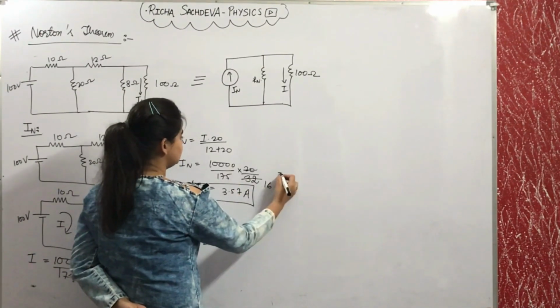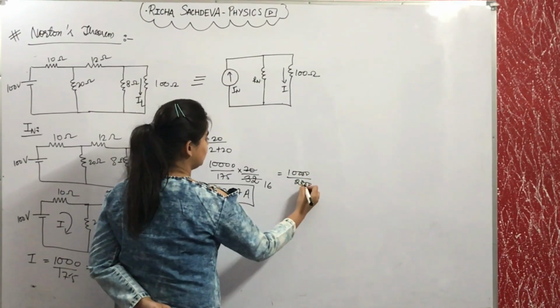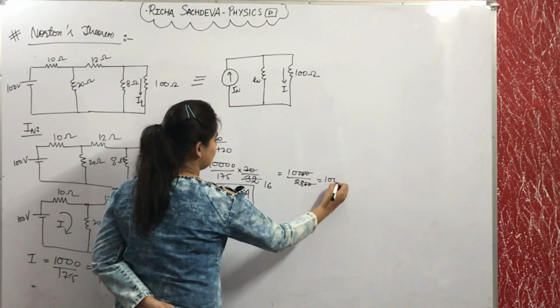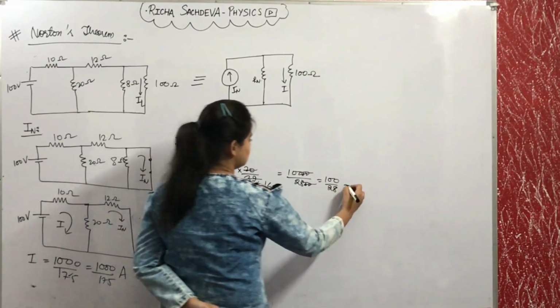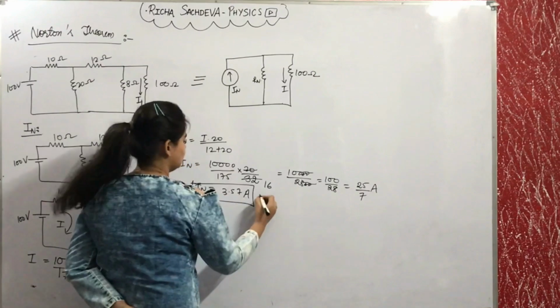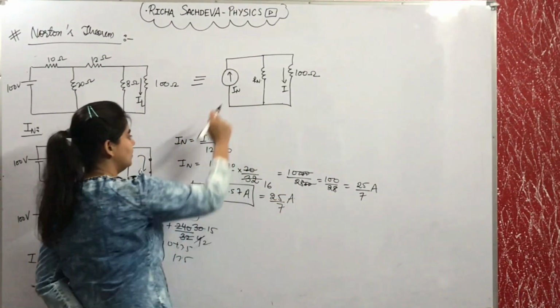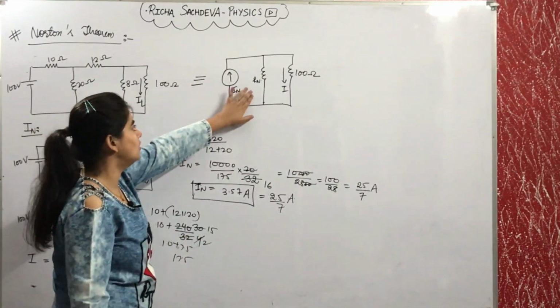Or we can keep it like this also, 10,000 upon 2800. We can keep it like this also, 100 upon 28. This becomes 25 upon 7. So we can keep it like this also, 25 upon 7 ampere. We have got the value of IN. Now we need to calculate the value of RN.